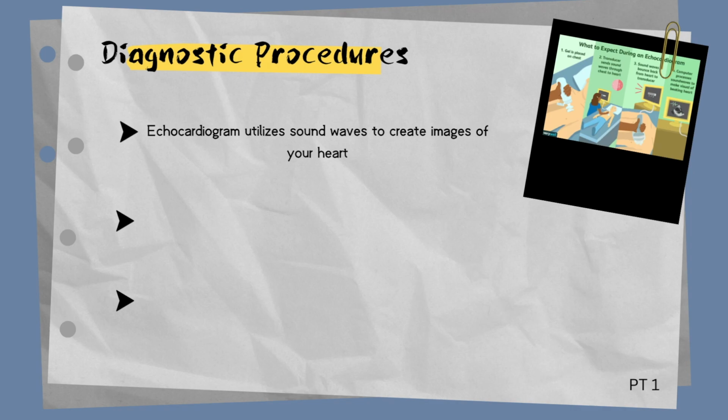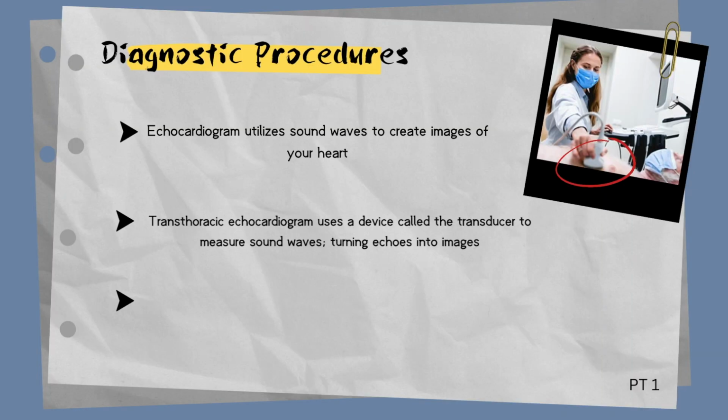Many patients are given medications to relax during the tests. For the transthoracic echocardiogram, your doctor will use a device called the transducer to measure sound waves after applying gel on it and moving it across your chest, with the computer turning echoes into clear images of the heart.